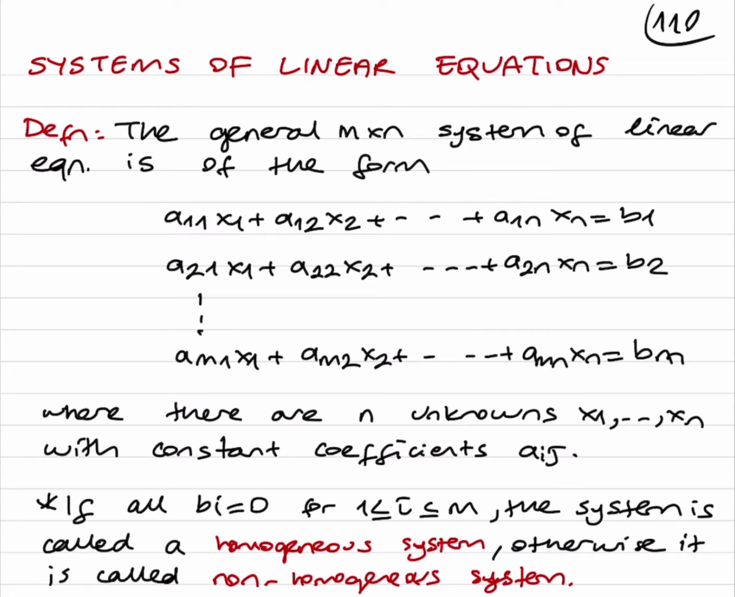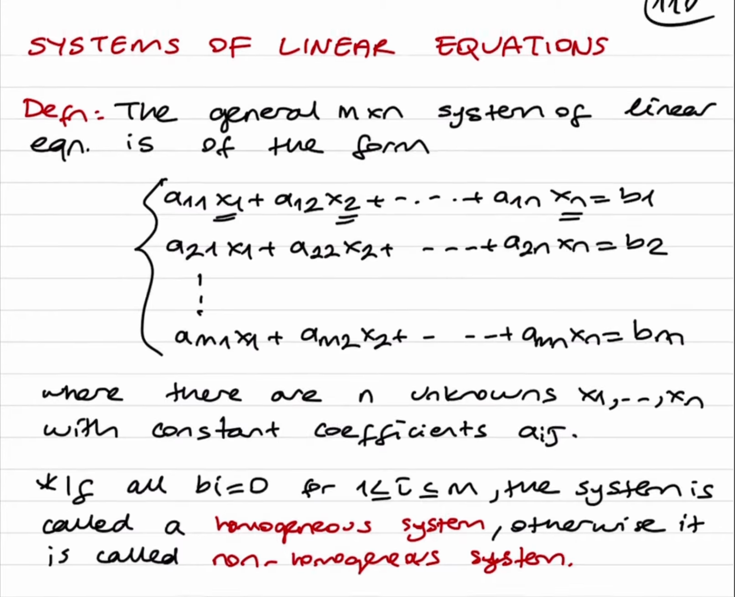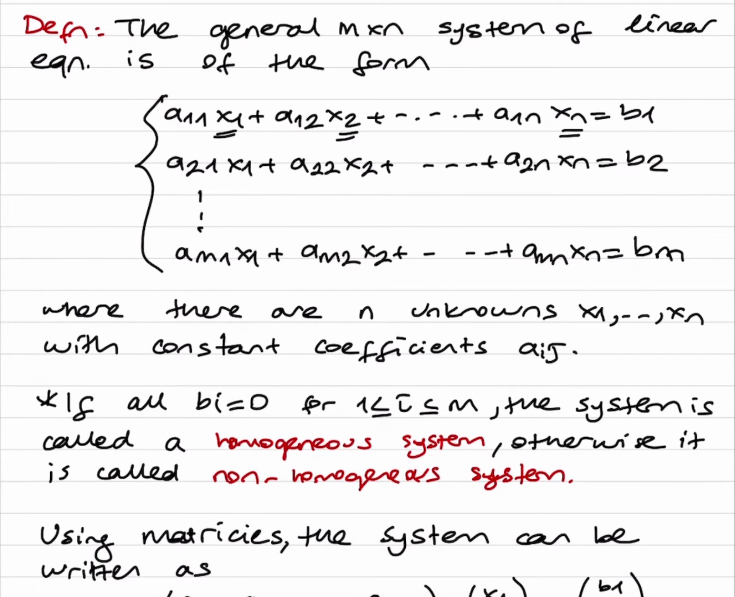so we have m equations and n variables, so a11 x1 plus a12 x2 plus ... a1n xn is equal to b1. So we have a first equation where there are n unknowns x1 to xn with constant coefficients. So all these aij's are constant coefficients.